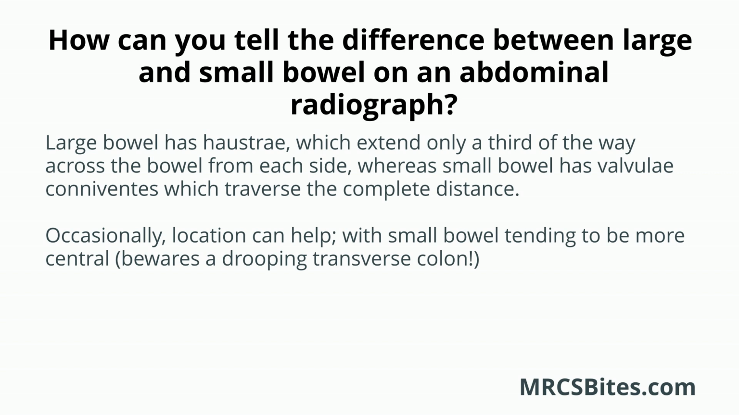How can you tell the difference between large and small bowel on an abdominal radiograph? Large bowel has haustrae, which extend only a third of the way across the bowel from each side, whereas small bowel has valvulae conniventes, which traverse the complete distance. Occasionally, location can help, with small bowel tending to be more central. Beware a drooping transverse colon.